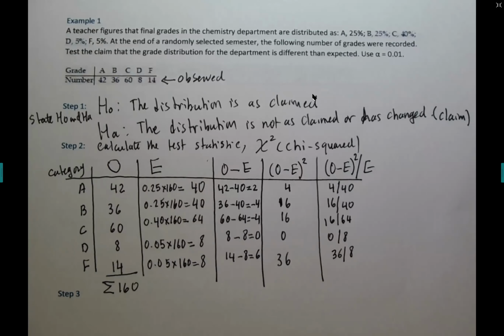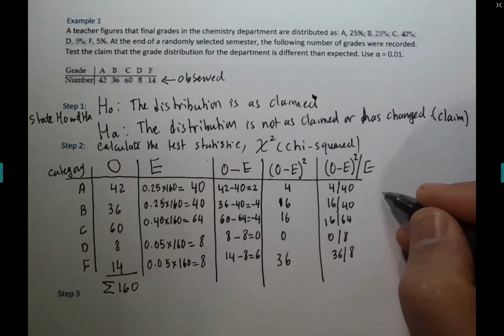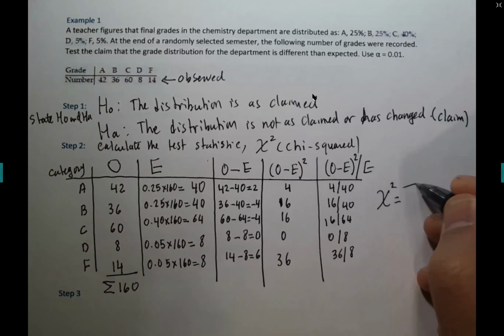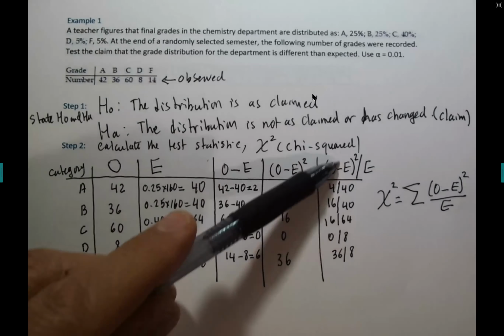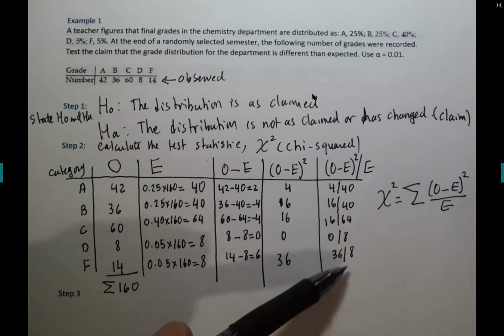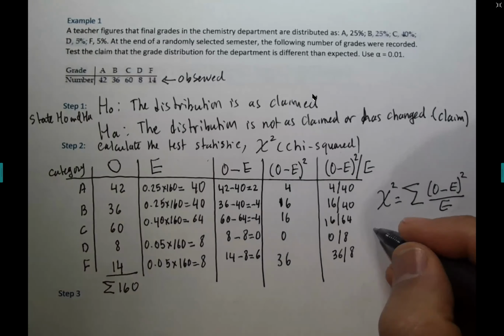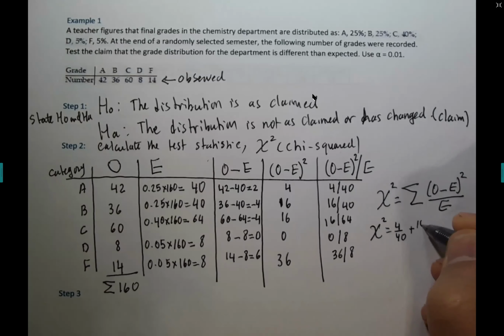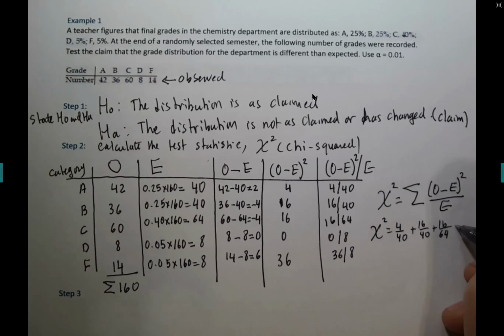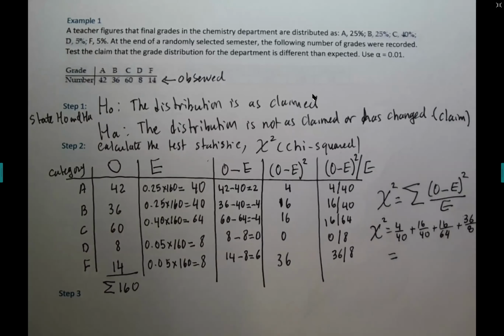And finally, the test statistic, chi-square, is defined to be the sum of the last column. That's the formula for the test statistic. So that's why I did all this work, guys, to arrive at this column and add up the entries in the column there. So your test statistic will be 4 over 40 plus 16 over 40 plus 16 over 64 plus 0 over 8, I don't need it because it's 0, plus 36 over 8. And let's do this on the calculator and find the answer.